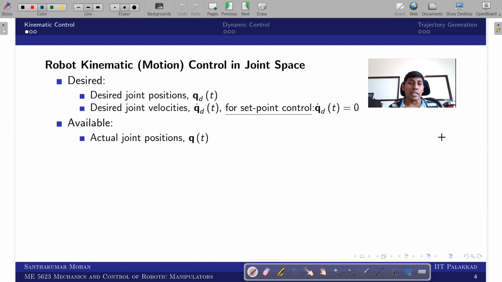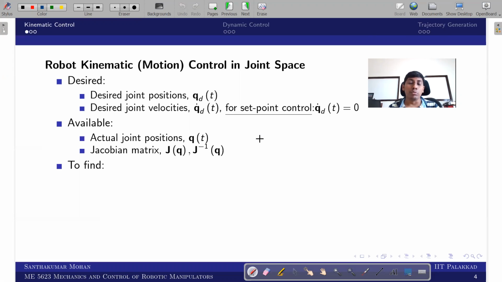Further, if the desired thing is given in the task space, then we can convert it with the help of inverse kinematics. Similarly, if the velocity is given in the operational space, then we can convert it into a joint velocity with the help of the Jacobian matrix. So I assume that both the kinematic model and the differential kinematic model are available. Further, for our own understanding, I assume that the Jacobian and the Jacobian inverse are available to us.